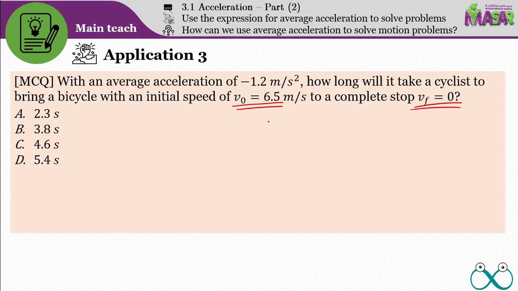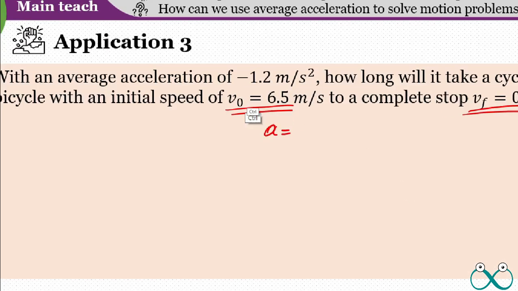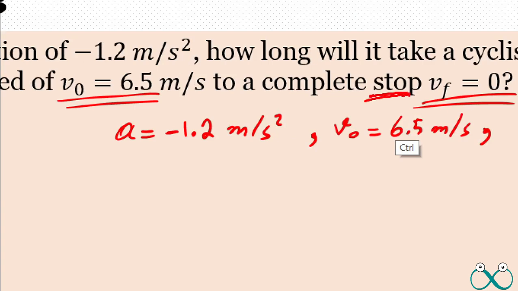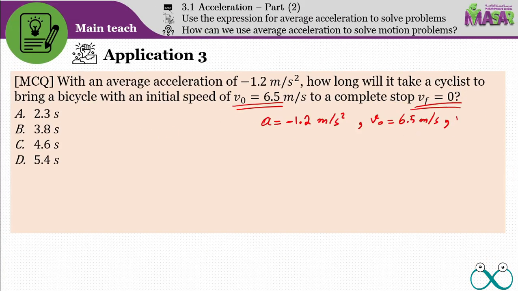So let me write first the ingredients before I start solving the problem. The acceleration is given by minus 1.2. No need to adjust the direction because it's already presented here. Now the final velocity, or let's start with the initial velocity. The initial velocity V0 is given by 6.5 meter per second, and since the cyclist will stop, this is why I should replace the final velocity by 0 as given here. Now here we are looking for delta T.